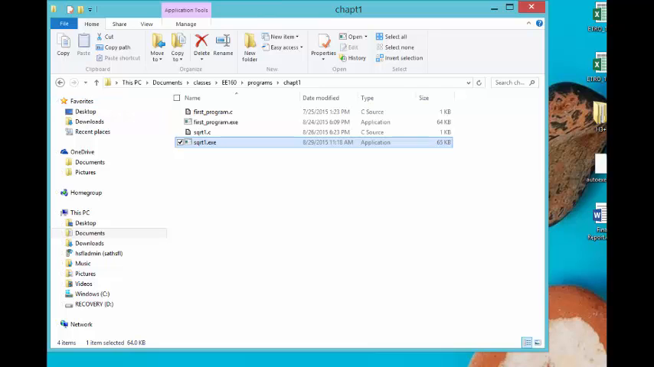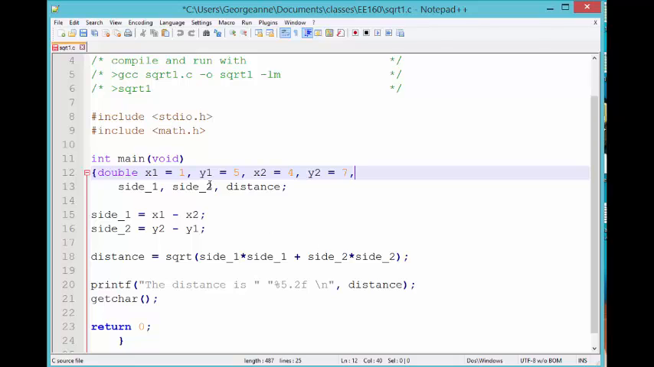The problem with this program is these values are fixed. So if I wanted to repeatedly compute distances between 2 points, I would have to type in new values here, recompile the program, and run the program. So this program to me is not very well written. It doesn't really serve my purpose. I would improve upon it in the next iteration.